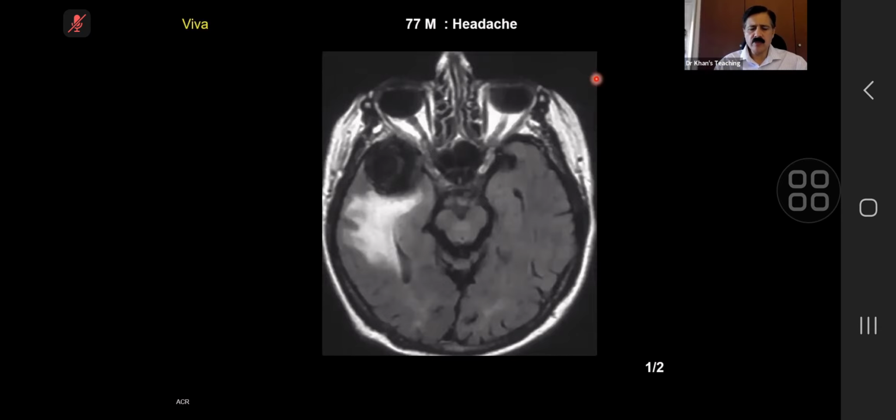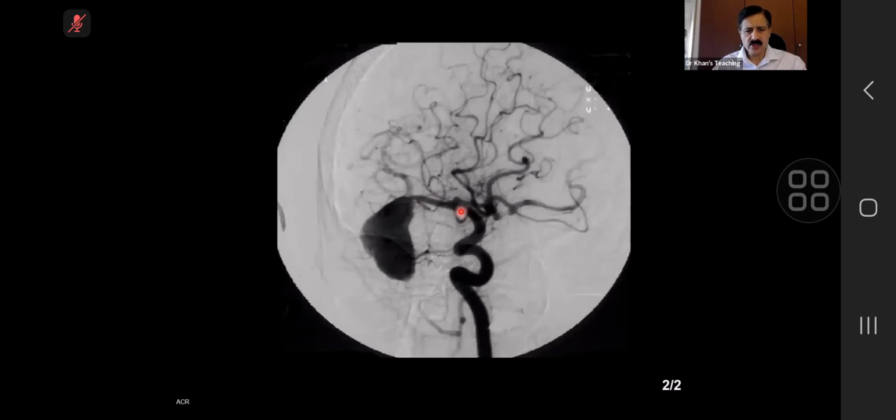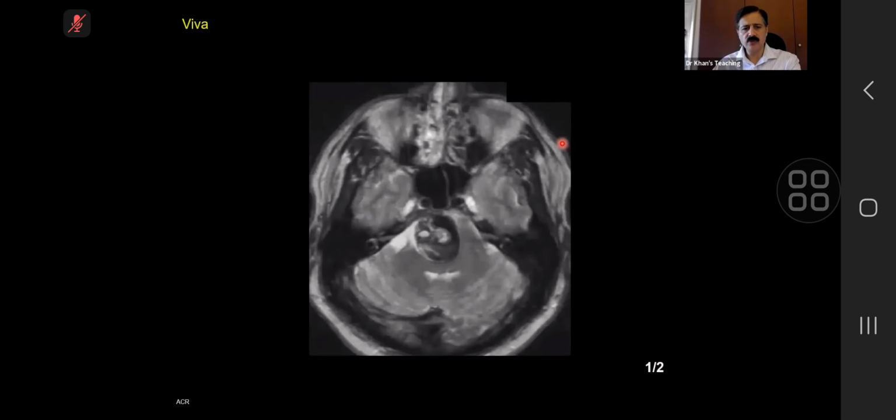On MR, remember that the internal signals will be bizarre. Bizarre is the word. And why? Because they can show partial thrombosis. And this partial thrombosis can give you this kind of signal. And there can be edema, etc. And here you can see that this was the bifurcation, the M1 segment, and this is that giant aneurysm. I'm showing you a few of them.